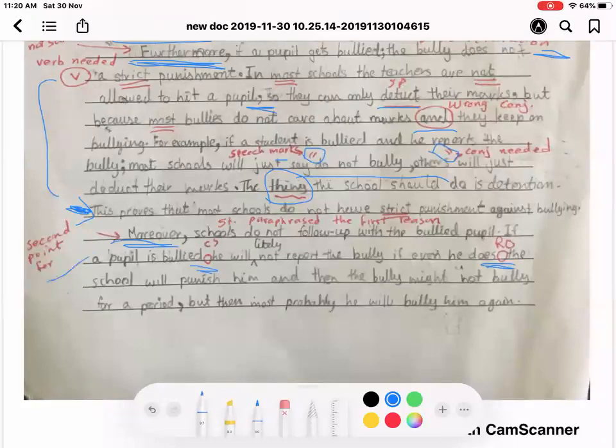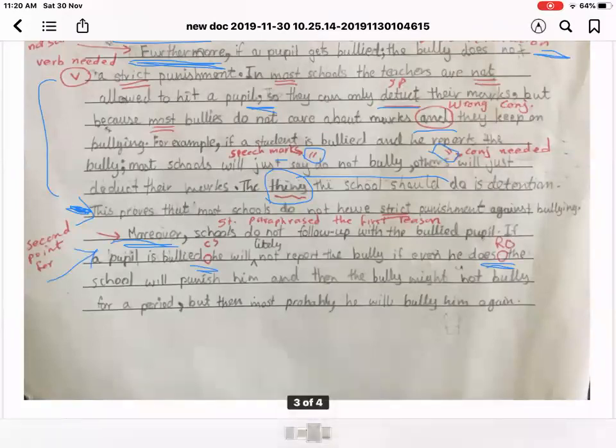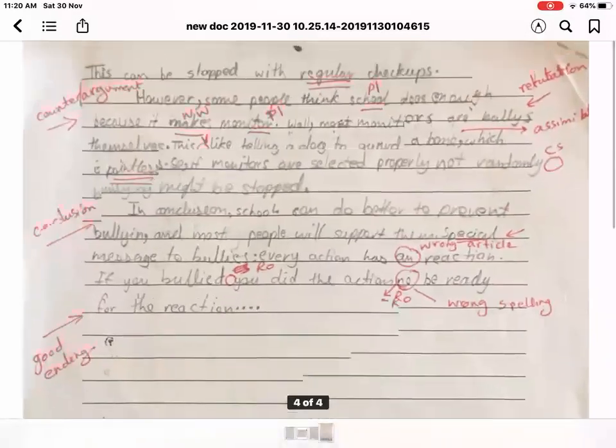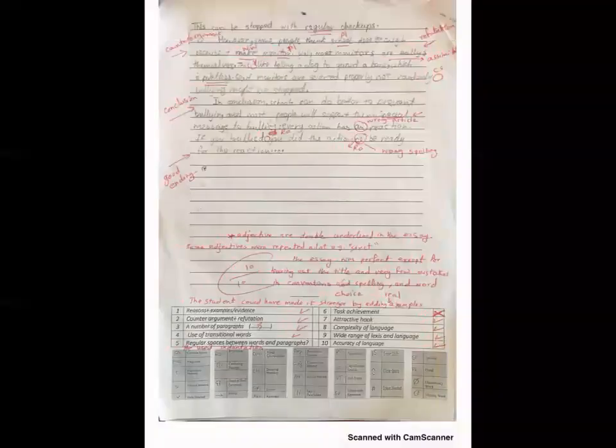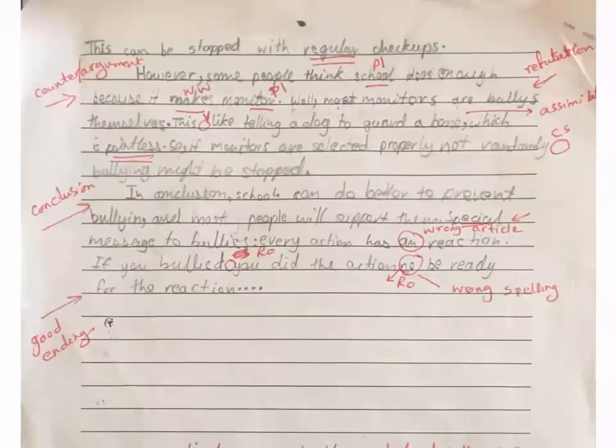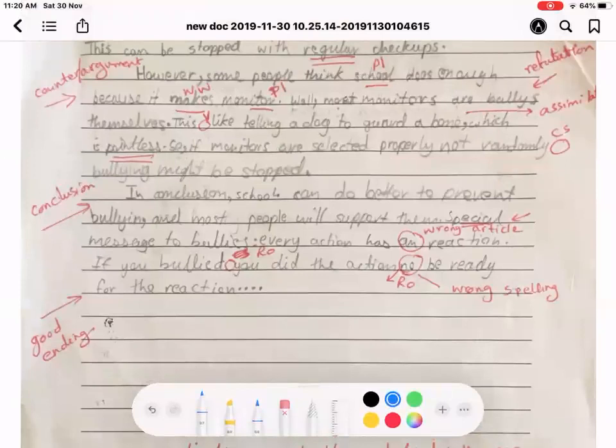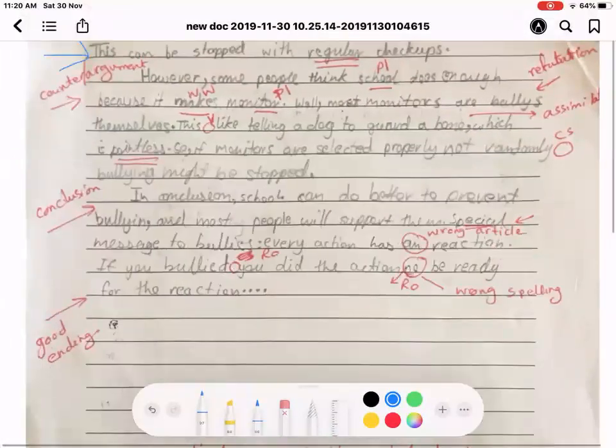So he started with the topic sentence and then extended. That's fine. Let's go to the last page. Last page, still one sentence in the second body paragraph: "This can be stopped with regular checkups." Okay. So he's also linking here body paragraph 2 to the thesis statement.